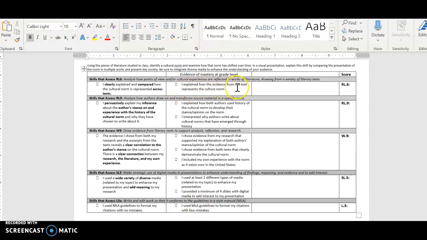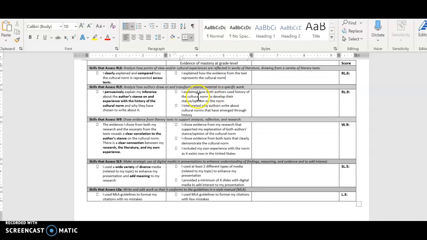So first, I explained how the evidence from the text represents the cultural norm. So this is what you'll pull from your essay because you need to show how the literature talked about the cultural norm. Then, down here, I explained both authors' use of history. I interpreted why authors write. Okay, you did that in your essay. It needs to appear in your presentation.